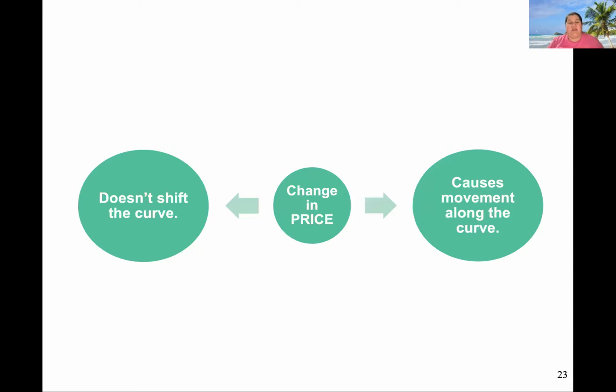Always remember, I hammered it home 100 times yesterday, and I'm going to say it again. A change in price does not shift the supply curve. A change in price all it does is cause movement from point A to point B to point C along the curve. A change in the price of the actual product being represented in the supply curve will not cause a shift. All it does is cause movement along the curve. So let's definitely be sure to keep that straight in your mind. Okay.